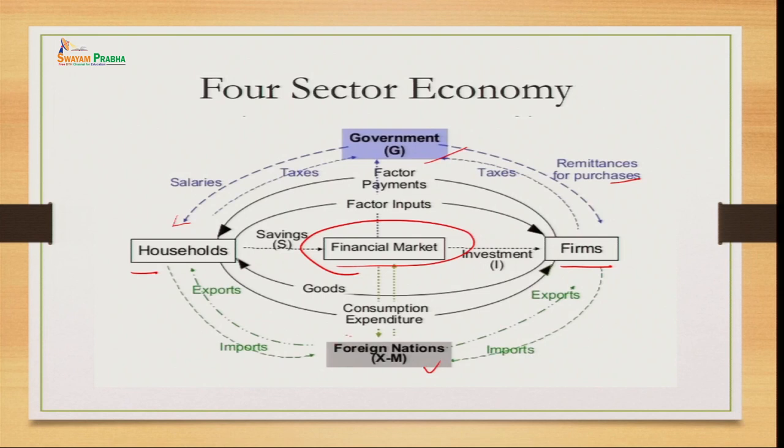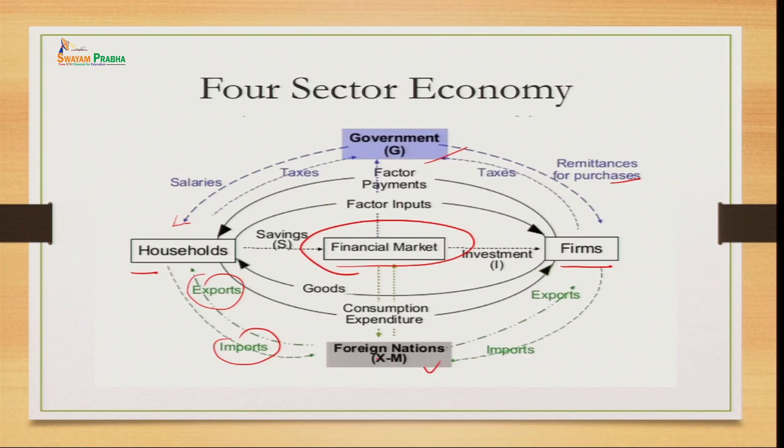Then if you look at the interaction of households and firms, at the individual level also we are interacting with the foreign nation. So here we are calling it in a broad category, which is called import and export, right? If we are sending something to the other country, then that constitutes a part of export, and if we are getting something from the other nation, we constitute it as a part of import, right?